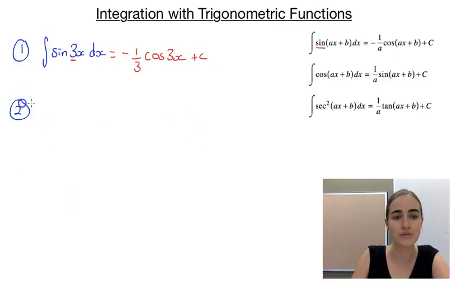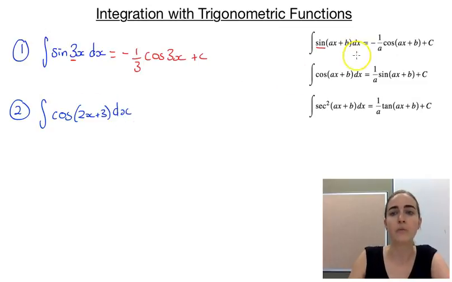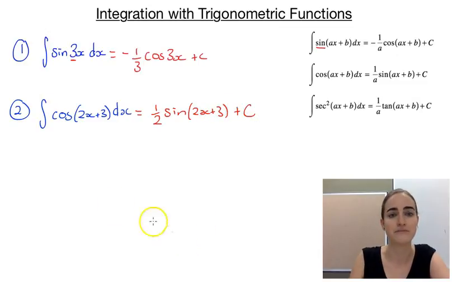Our second example asks us to find the integral of cos of 2x plus 3 dx. So again, we know that cos integrates to sine, and we need to divide by the derivative of this function inside. So that's going to be a half, because the derivative of this is 2. So a half sine of 2x plus 3 plus our constant.